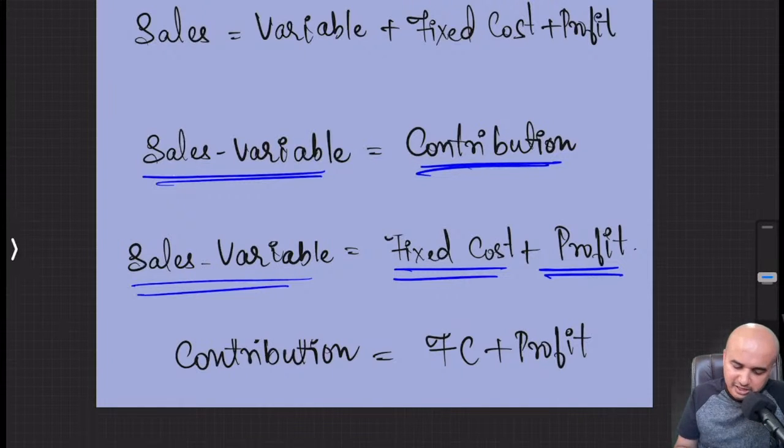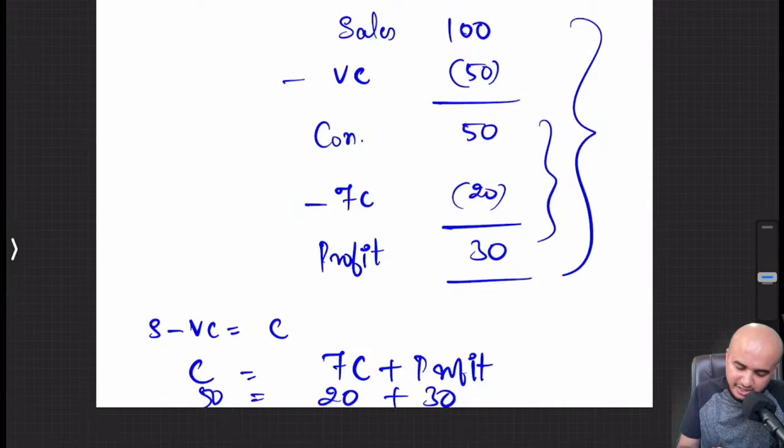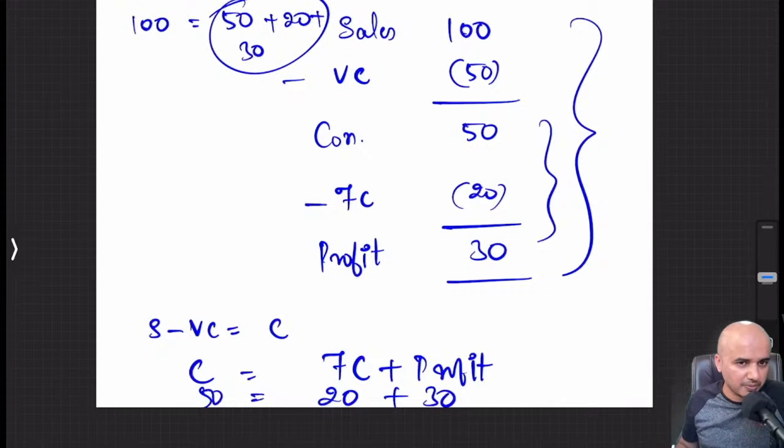Anyway, moving on. Sales equals variable cost plus fixed cost plus profit. Again, we'll have to go back to this. Sales of 100 rupees equals variable cost of 50 plus fixed cost of 20 plus profit of 30. So that is another formula. If you remember this statement, or the statement with any example, you can also easily remember the formulas.